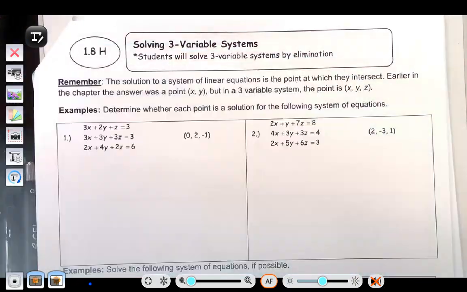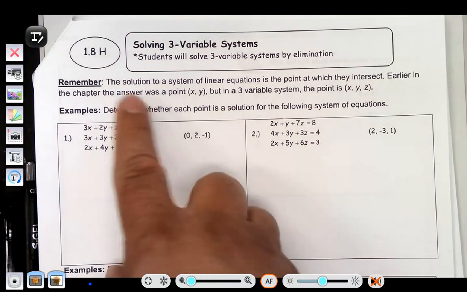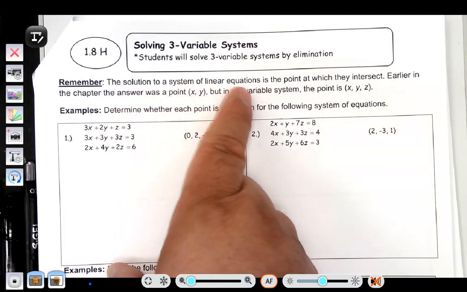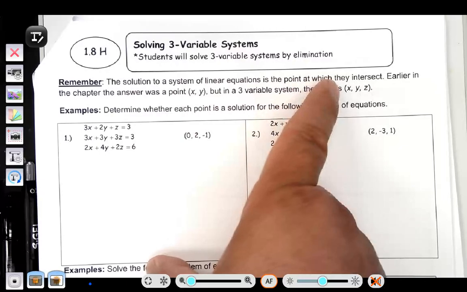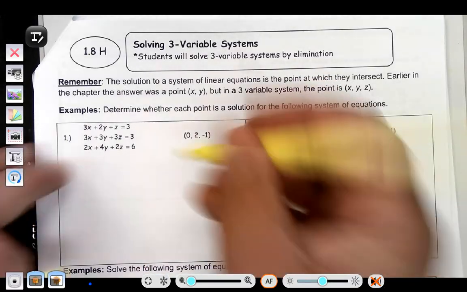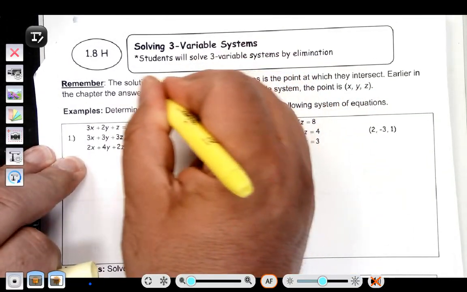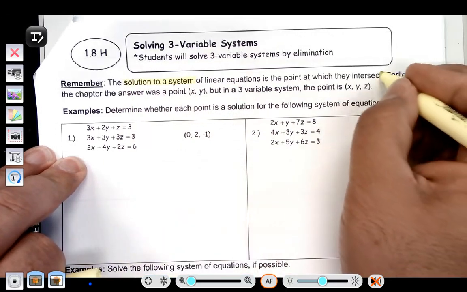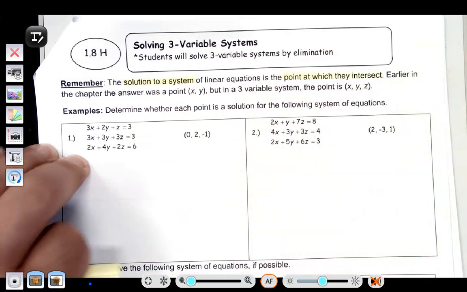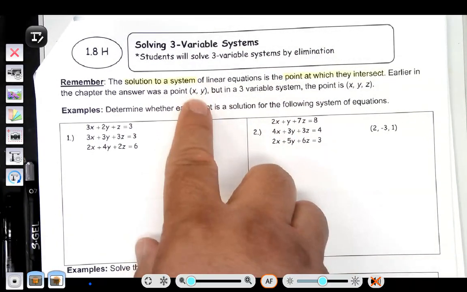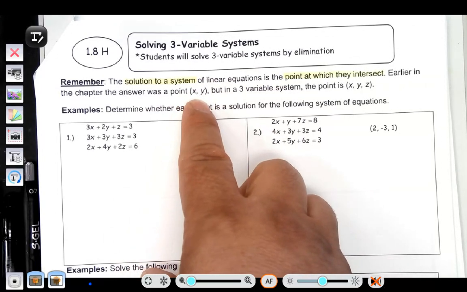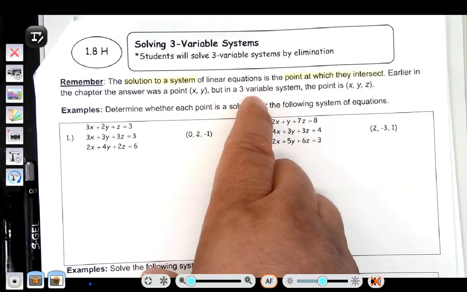The only catch for today, and this is for the honors level course, is that the solution to a system of linear equations is a point at which they intersect. So notice that no matter what we're doing, as soon as we say a system, we're still looking for the point of intersection. Earlier in the chapter, we only found a point called x, y, but today we're going to be doing a three variable system.